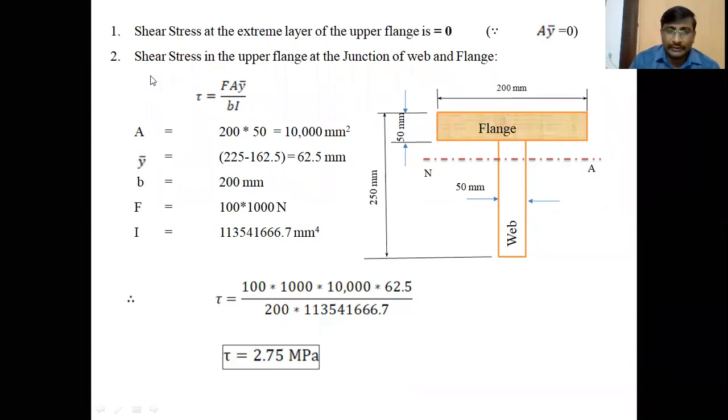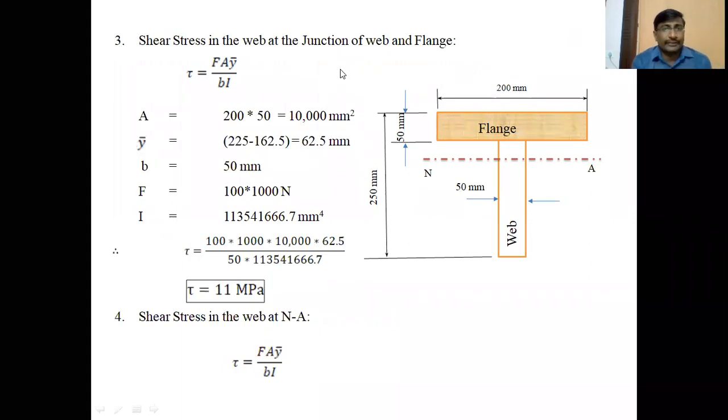Next, third point, you should calculate the shear stress in the web at the junction itself. Third point, shear stress in the web at the junction of web and flange. Again, apply the formula F A Y bar by B into I at the same junction, but in this case we are calculating the shear stress in the web. While calculating for the web, we should take the breadth of the web as 50 mm in this formula. All are same values. We are considering the layer at this point.